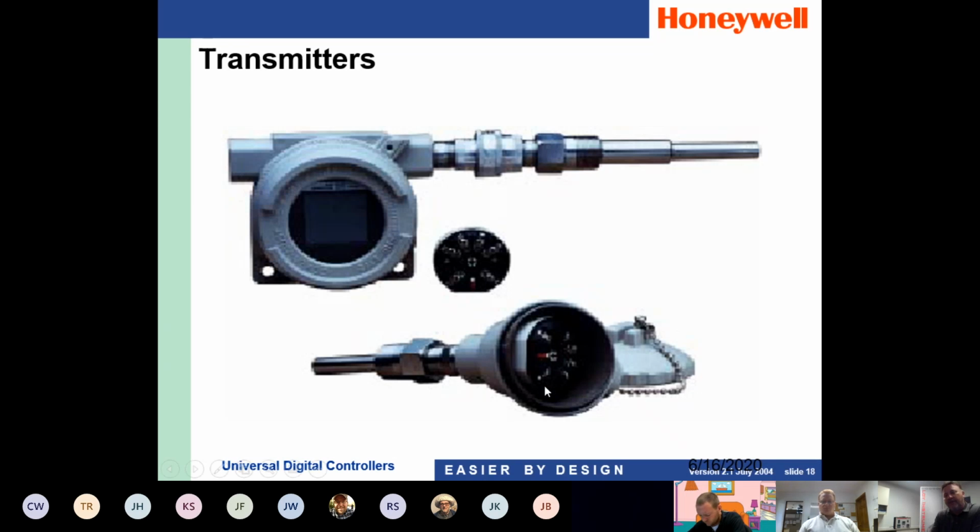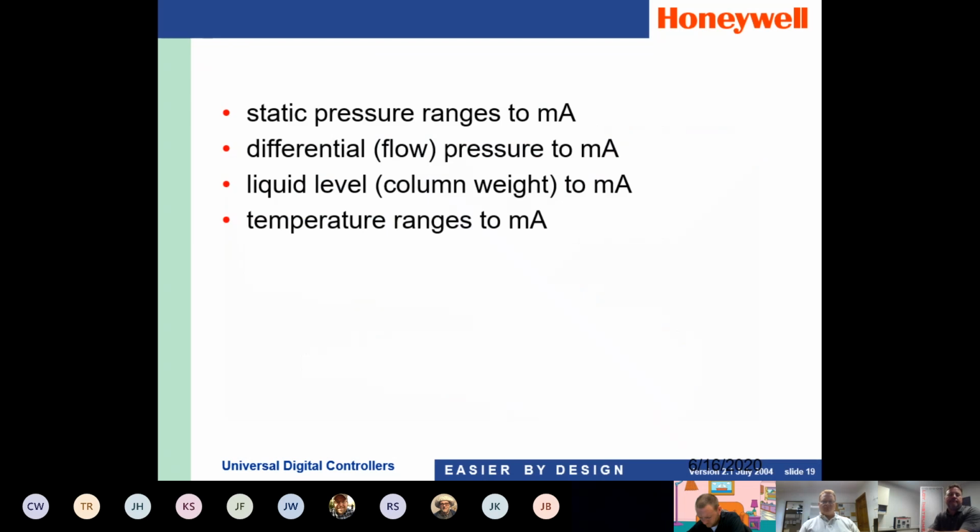There's also these, which are called hockey pucks. These are 4 to 20 milliamp transmitters that are actually mounted right inside the head of a thermocouple, and your thermocouple would be connected to this hockey puck, and then this hockey puck would actually send out a 4 to 20 milliamp signal back to your control system. We talked about transmitters being able to offer static pressure, differential pressure, liquid level. All of these provide a milliamp feedback into your control system.